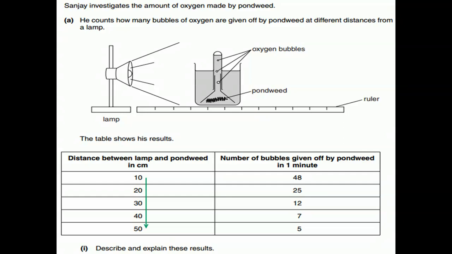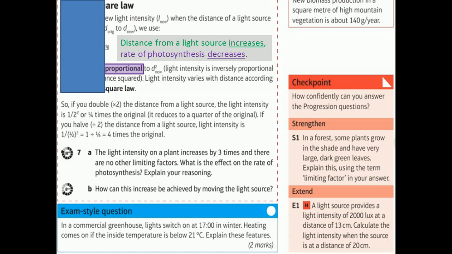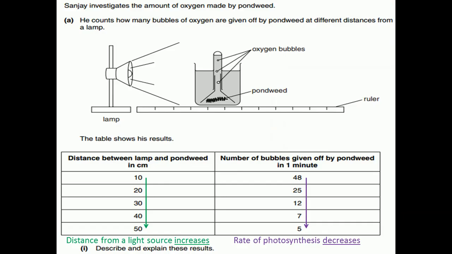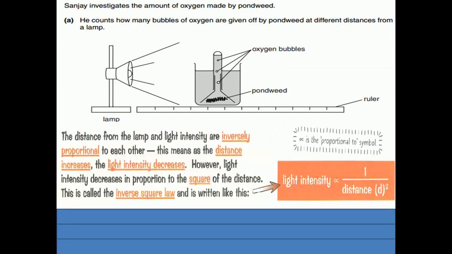Now in this exam question here, you could see that when the distance from a light source increases, the rate of photosynthesis decreases. So here we're relating the distance from the light and the rate of photosynthesis. So in this example, an increase in one factor causes a decrease in the other factor. So they're not directly proportional, they are inversely proportional. So the distance from the lamp and light intensity are inversely proportional to each other. This means that when the distance increases, the light intensity decreases.